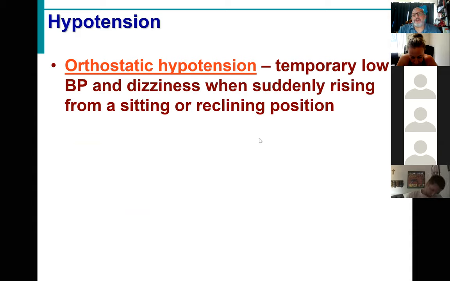Hypotension can also be a concern as well. And again, there are different types of hypotension. We already talked about one example, and that one example was orthostatic hypotension. This is where you get a temporary drop in blood pressure and dizziness when suddenly changing position. So if you're laying down or reclining and then you suddenly sit up or stand up, that change in position causes us to get a little dizzy.